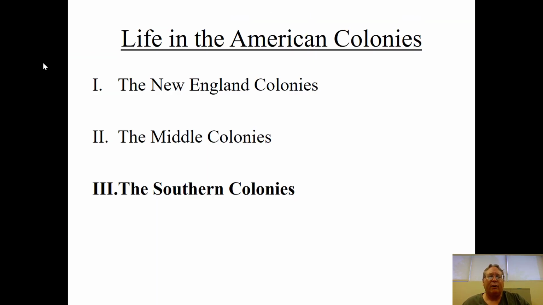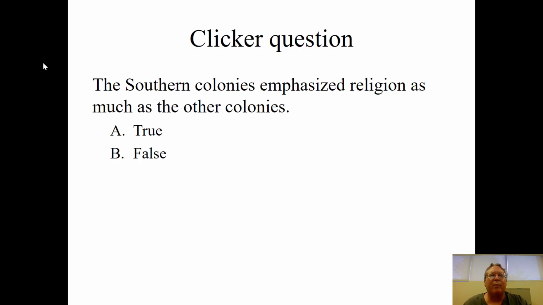All right, let's wrap up here with a look at these southern colonies. Again, we spent a lot of time on Virginia, so we understand a lot about what's happening there, but we want to remember a few things. The one thing I would like to ask you, just a way to break all this up, is: in the southern colonies, do they emphasize religion as much as other colonies, like in New England or the middle colonies? And what we should remember is no.